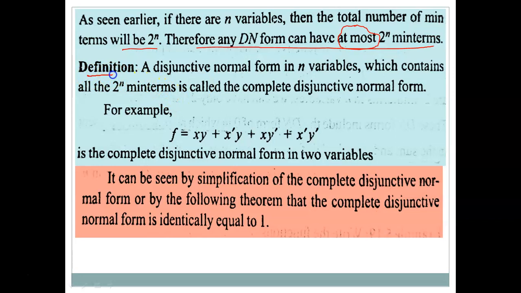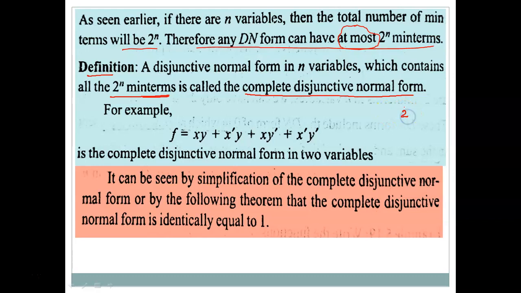Now the next definition is the complete disjunctive normal form. It is related to this fact. A disjunctive normal form in n variables which contains all the 2 raised to power n minterms is called a complete disjunctive normal form. For example, if we want to have a Boolean expression of two variables in DN form.